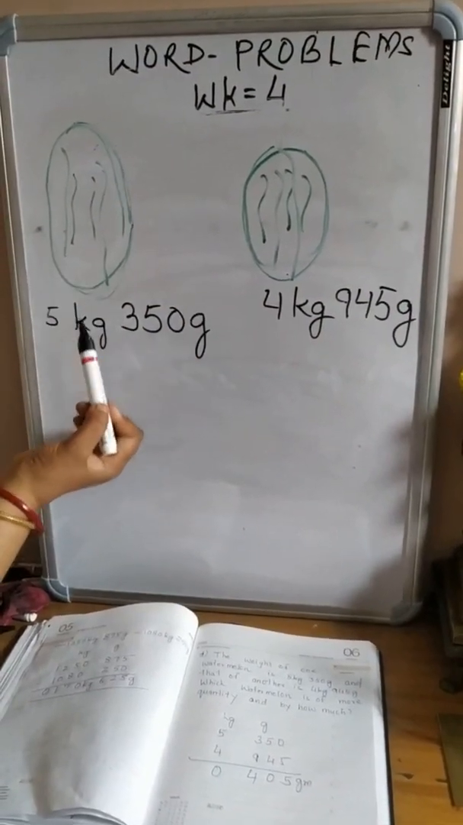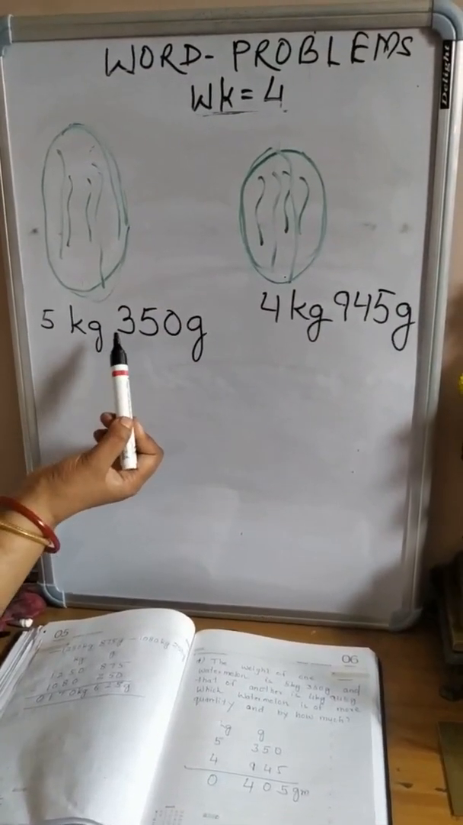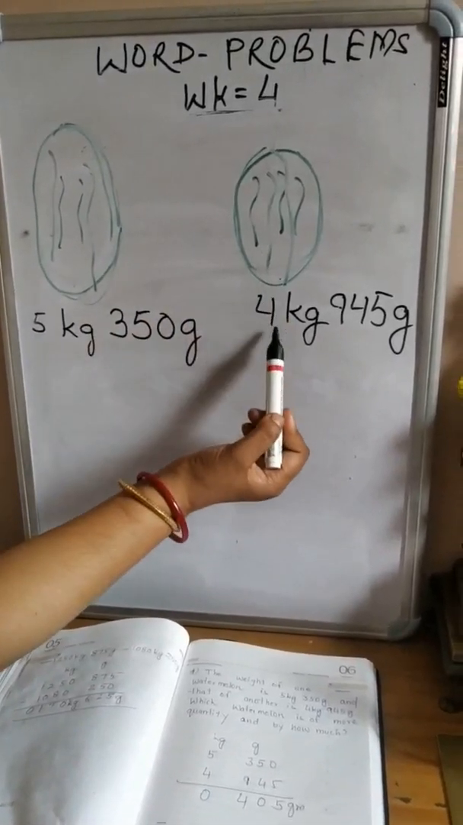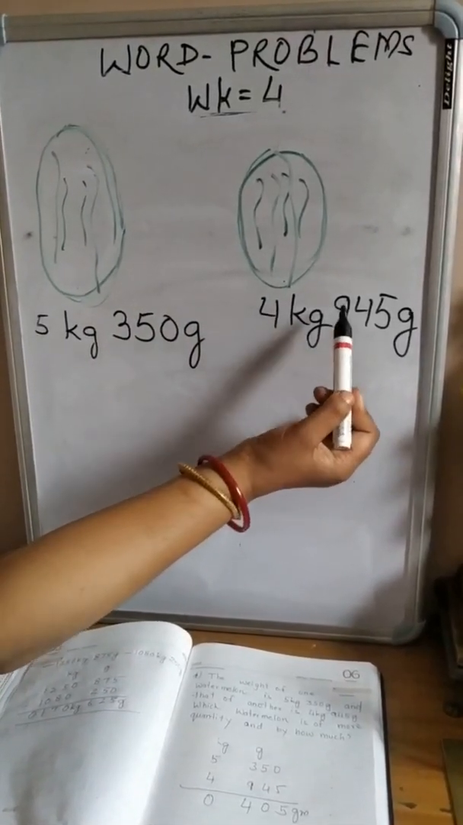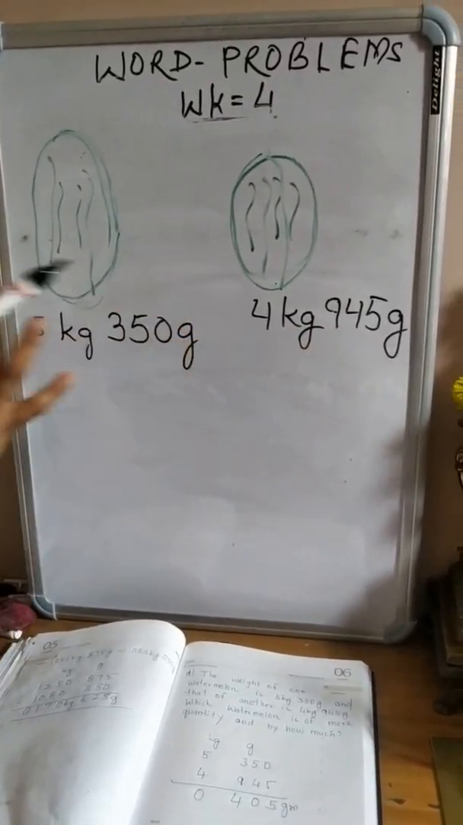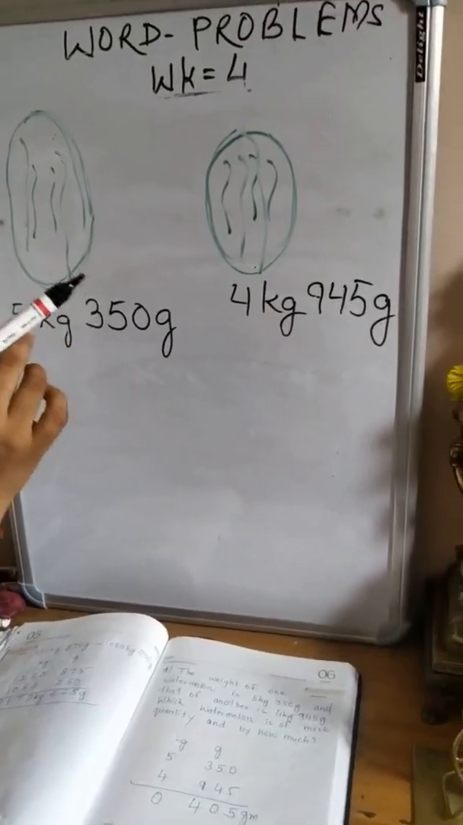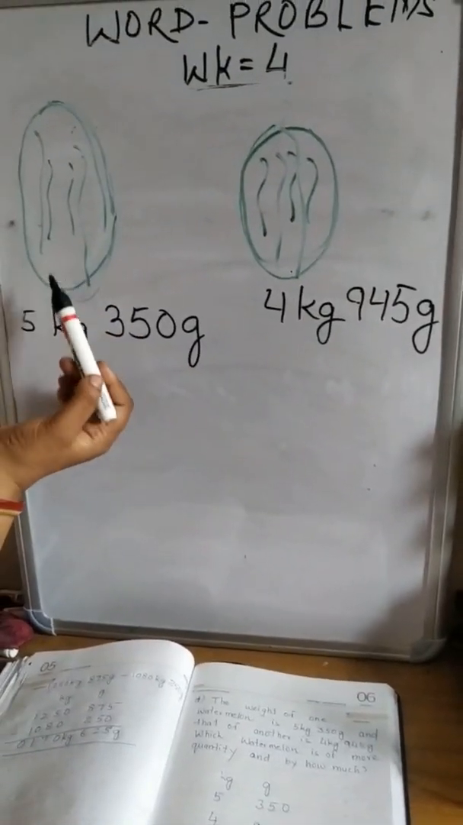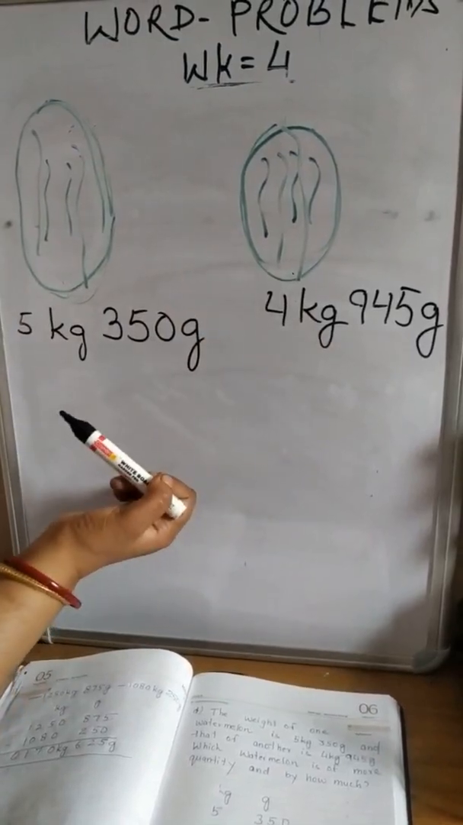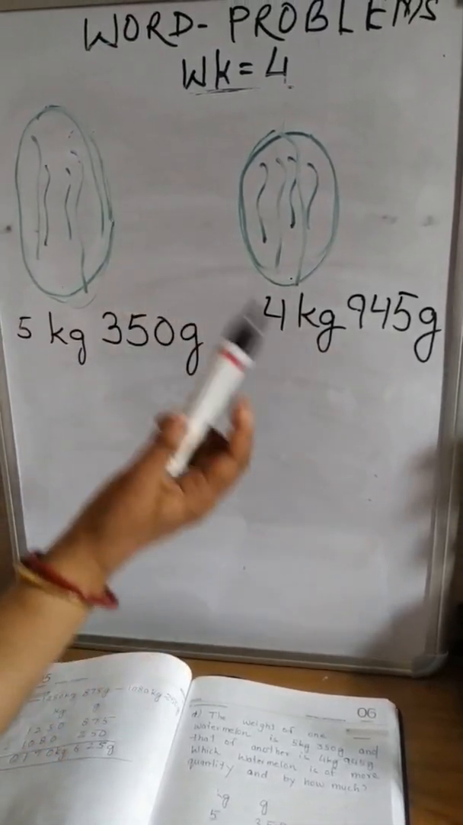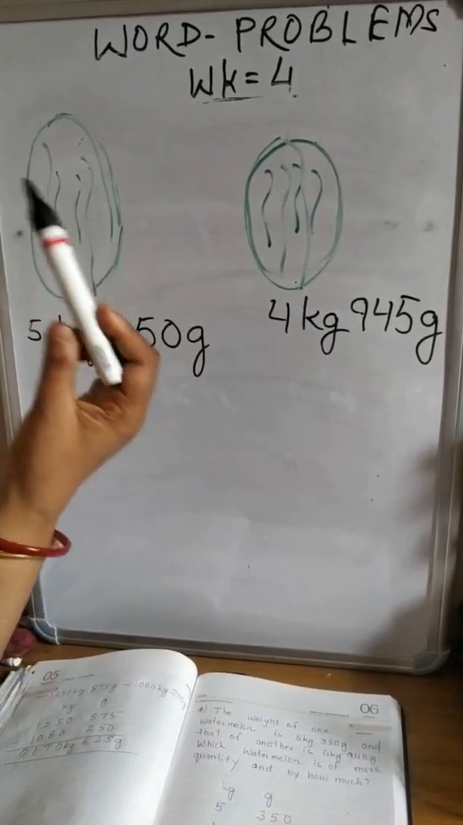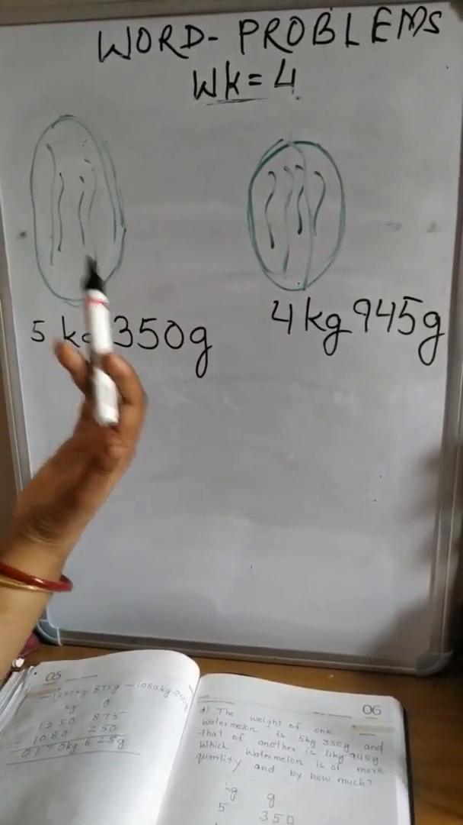One watermelon weighs 5 kilogram 350 gram and another watermelon weighs 4 kilogram 945 gram. Now these two watermelons began to quarrel with each other. This watermelon says, I am bigger. This watermelon says, I am bigger. Now children, you have to decide which one weighs more, which one is heavier.